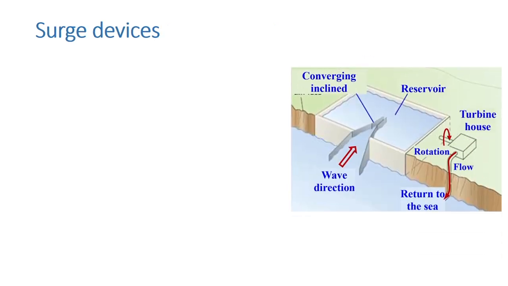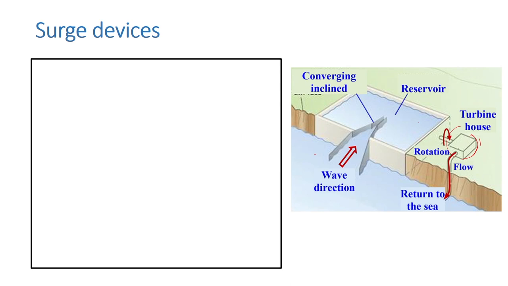Again, we have a surge device. How is it performed? Our primary intention is to fill this reservoir. So we have this configuration. Waves come in and spill over, and it will maintain a certain head in order to operate this turbine. And then finally we have to reject the water from the powerhouse.